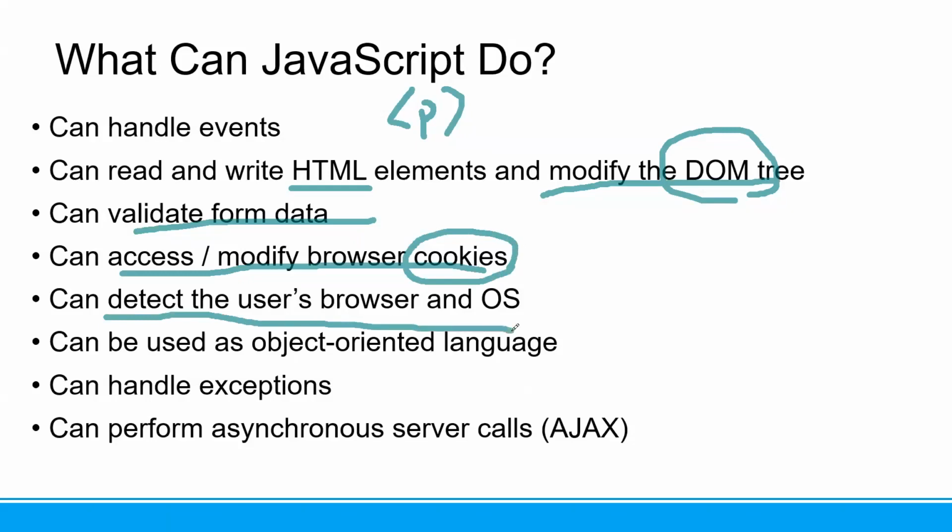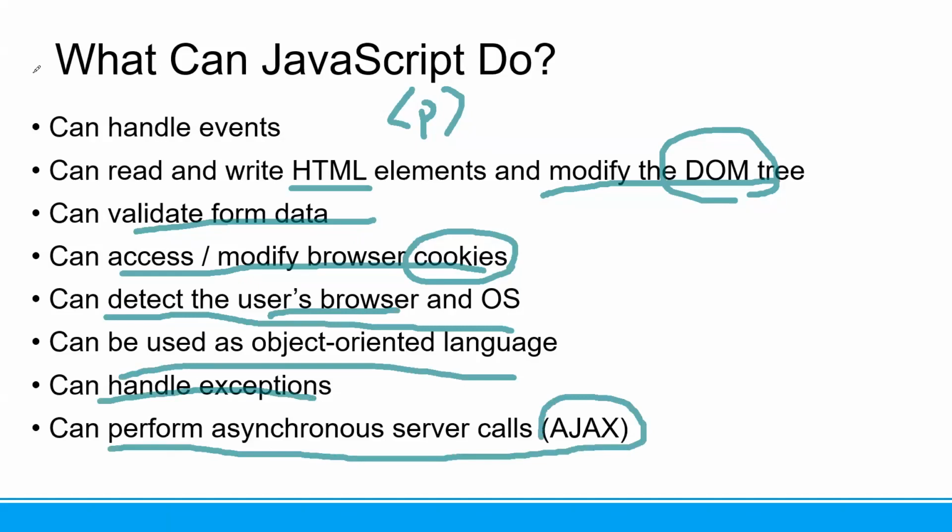It can detect the user's browser and operating system. So if I'm using Windows, Django can understand my operating system. If you are using Mac, Django will also understand what your operating system is. The same with Chrome, Internet Explorer, and other web browsers. They can detect your operating system. In some cases, JavaScript works well on one user browser, but it does not work well on other browsers. That's why we say there are some limited capabilities. And JavaScript can be used as object-oriented. It can handle exceptions. It can perform asynchronous server calls, which is Ajax.